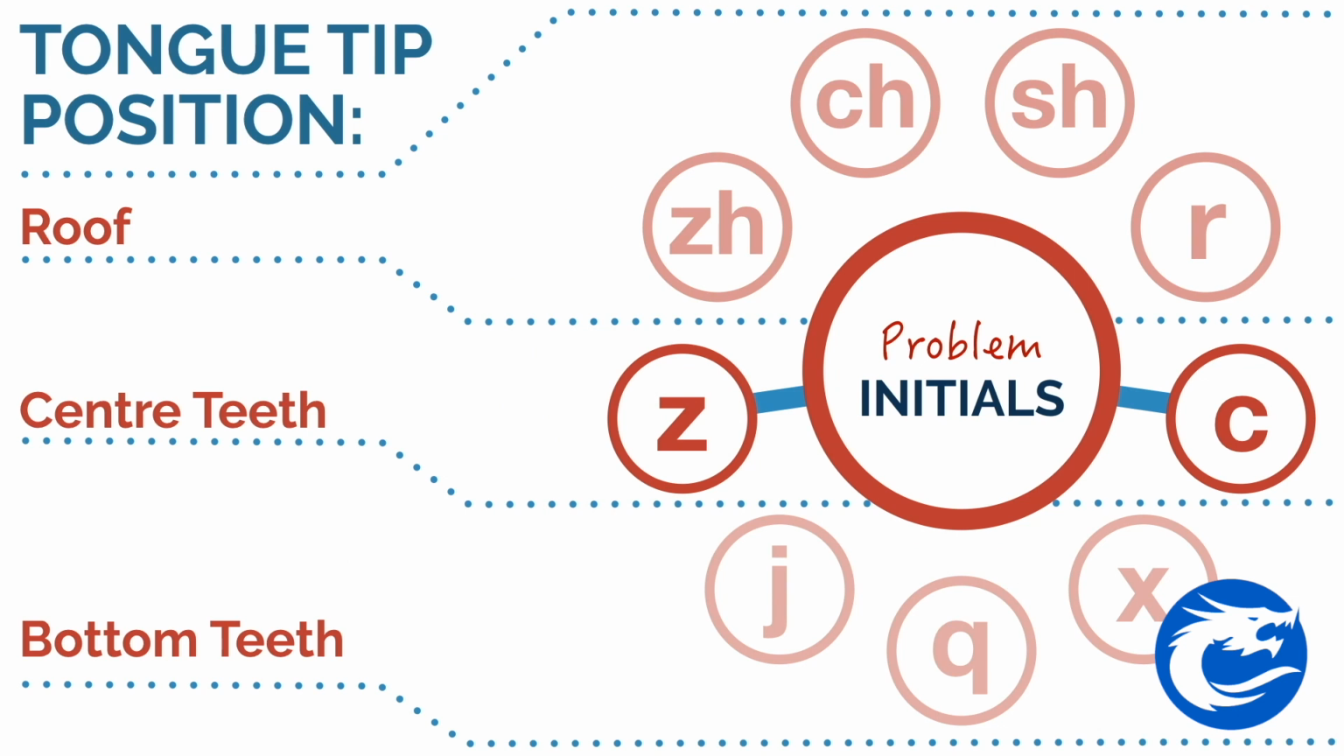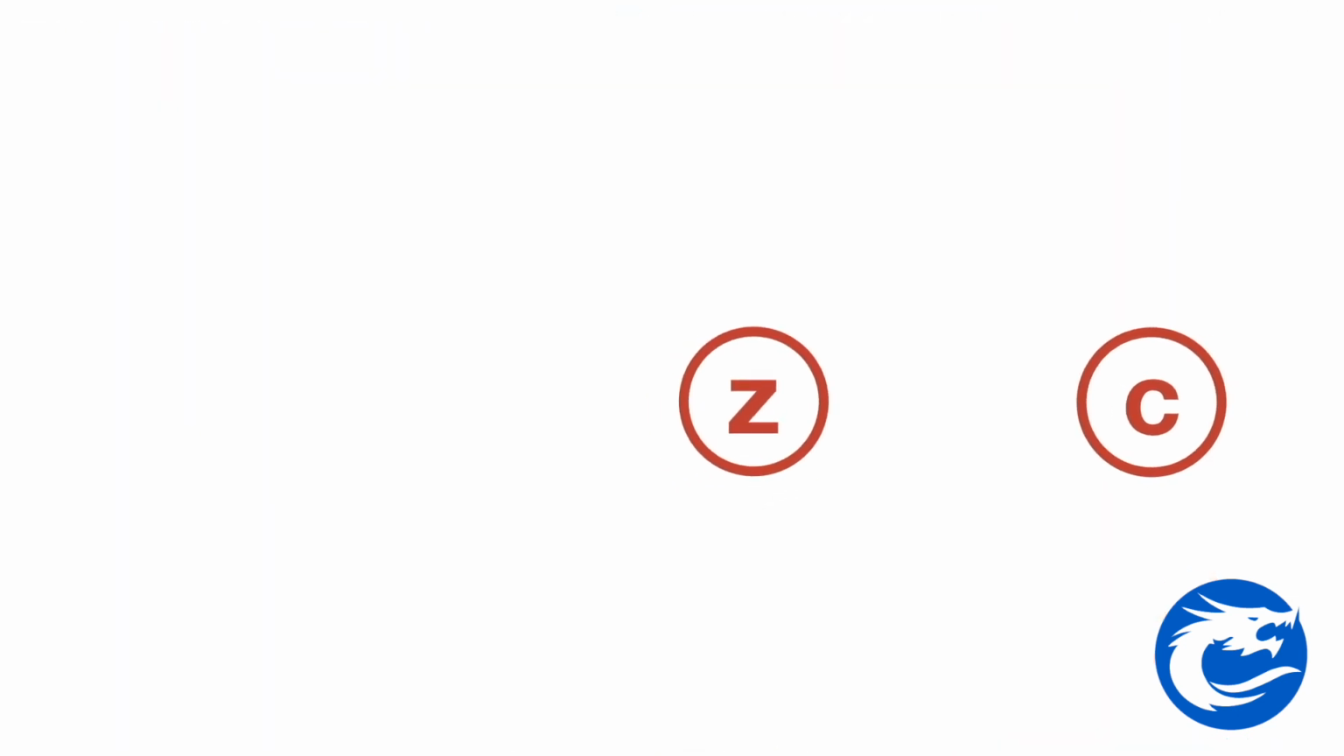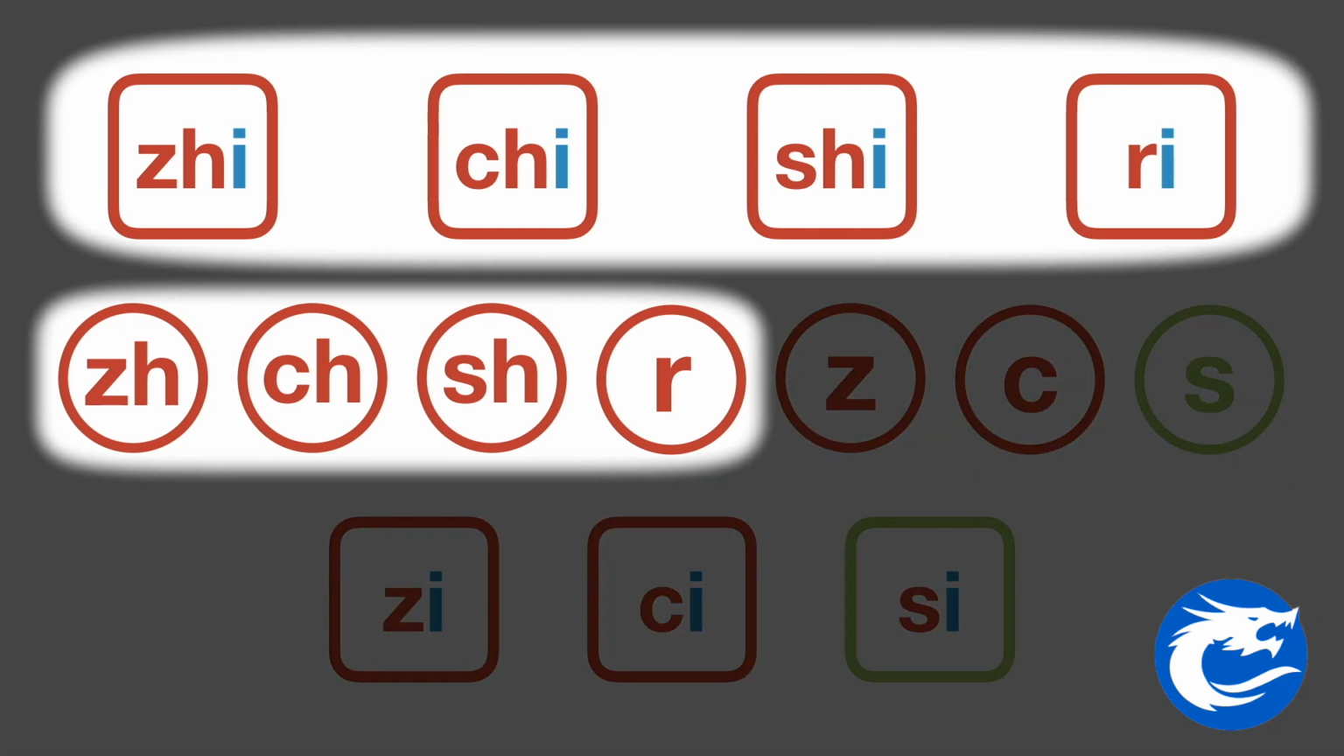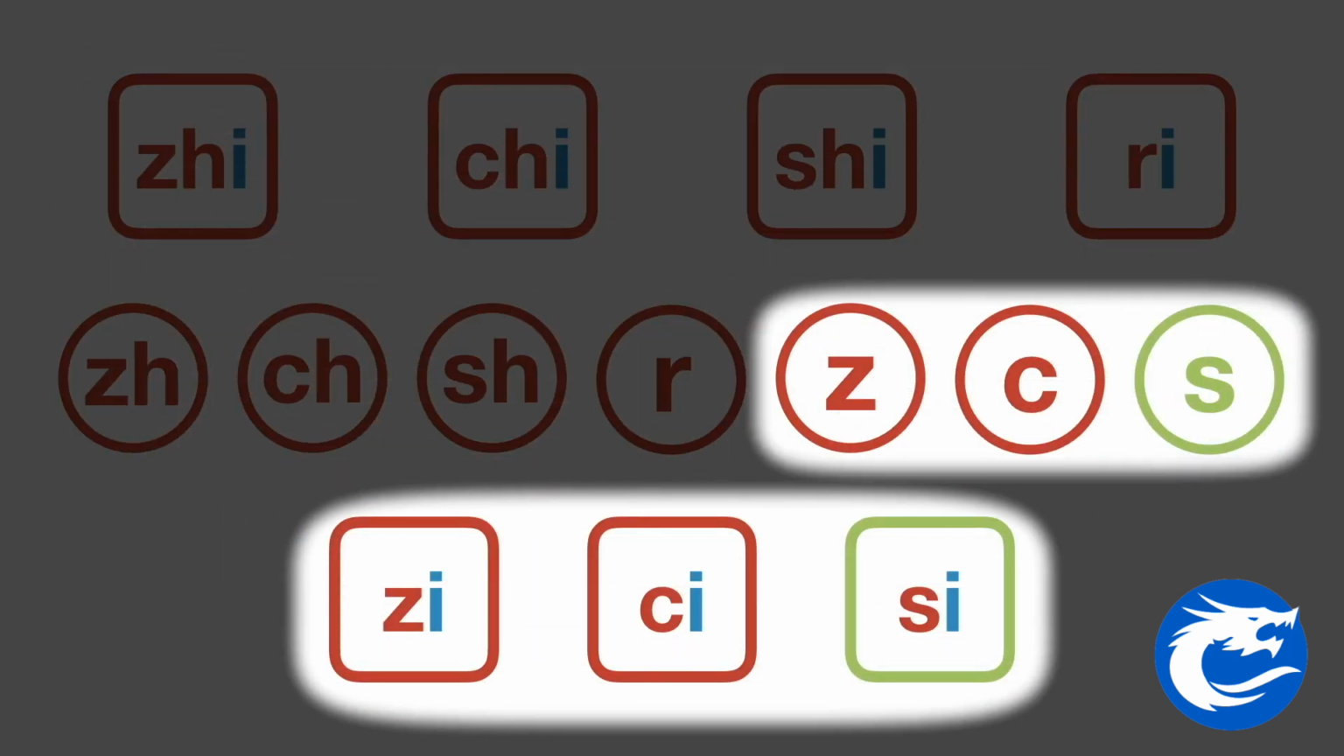Time for the final problem initials of Chinese, the Z and the C. It's also a great opportunity to cover the final fake I's of the language too. So as you can see here, we've covered the top four, the ZHI, the CHI, the SHI, and the RI. So let's also, at the same time as mastering the Z and the C, cover the ZI, CI, and SI.